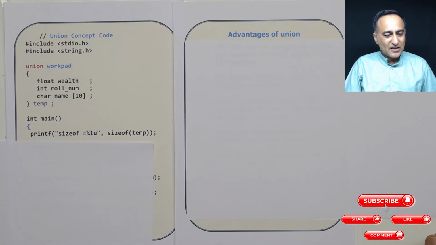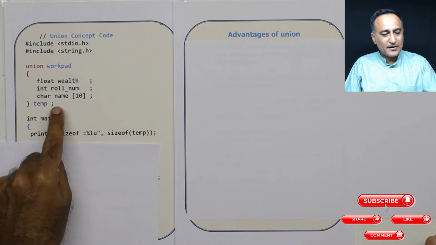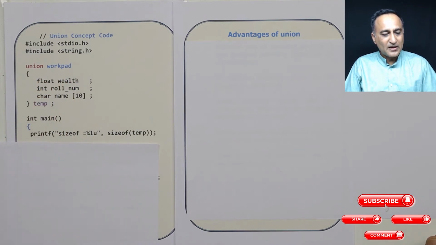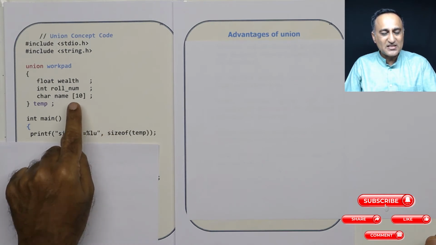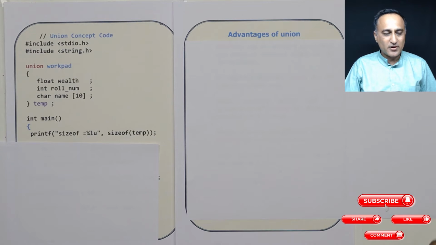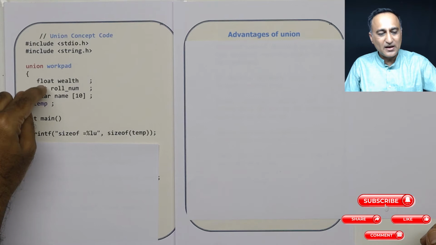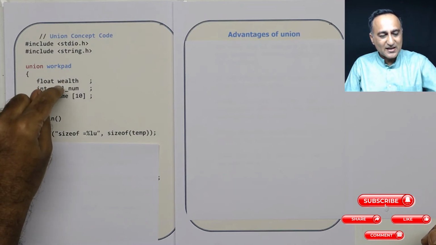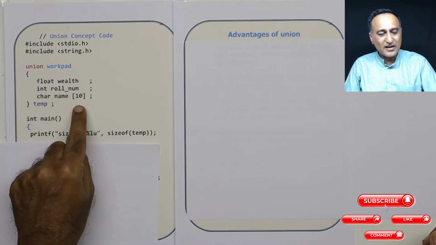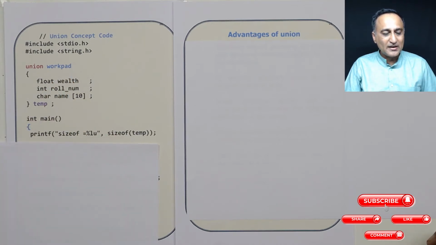But let us say I decide to print the size of temp. Temp is of this particular type. Now it's not going to print the size as 18. The size is going to be just 10. A union may have multiple members. Here there are three members, but the size is equal to the size of the largest member. What is the largest member among these three? Name of 10 requires 10 bytes. That is the largest member. So the size of the union is going to be 10.